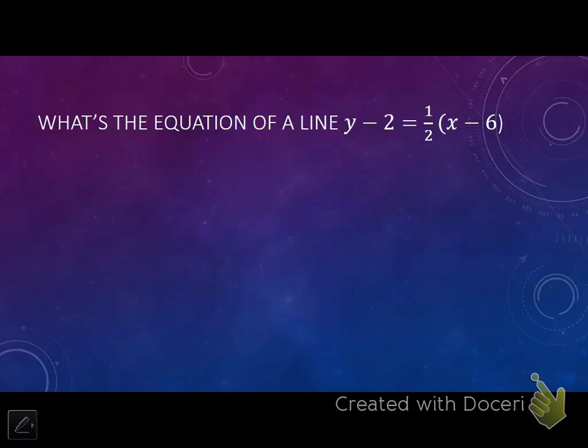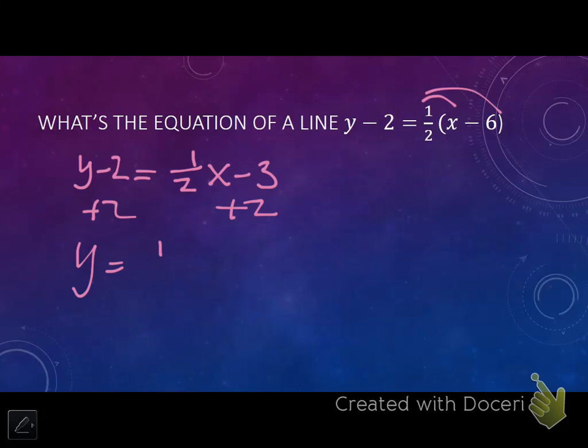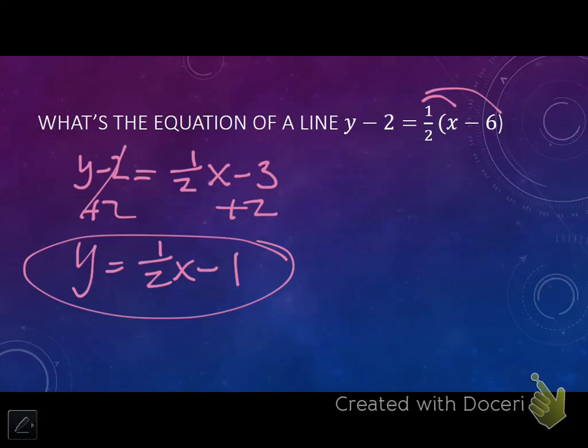Okay, what's the equation of a line? So I want to get this into slope-intercept. So I got to get y by itself. So we're going to distribute this 1/2. So it's going to be 1/2 x minus 3 because 6 divided by 2 is 3. Add 2 to both sides, so y equals 1/2 x minus 1. So there's my equation of my line.